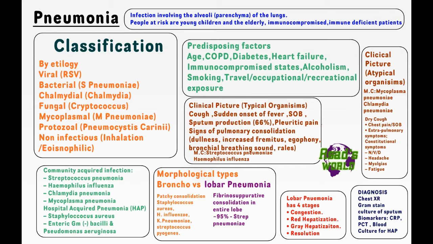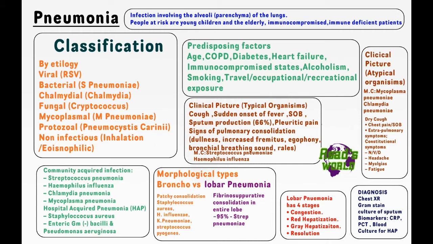Now, what are the predisposing factors that put you at risk of getting pneumonia? This is age, that I discussed before, COPD, diabetes, heart failure, immunocompromised states, alcoholism, smoking, travel, occupation, and recreational exposure. These are your predisposing factors that are involved in pneumonia.